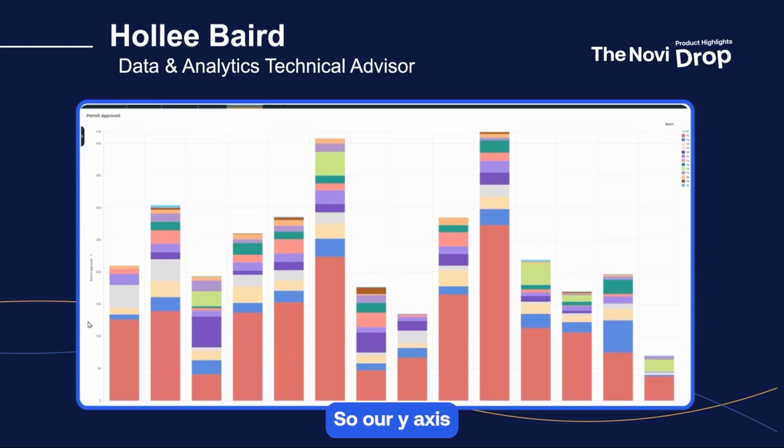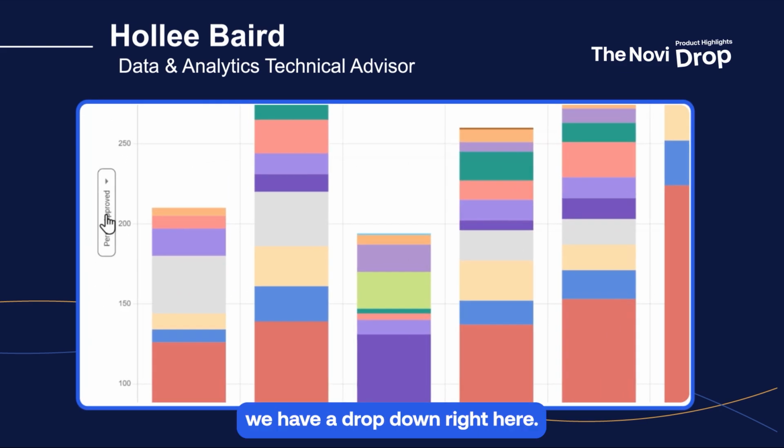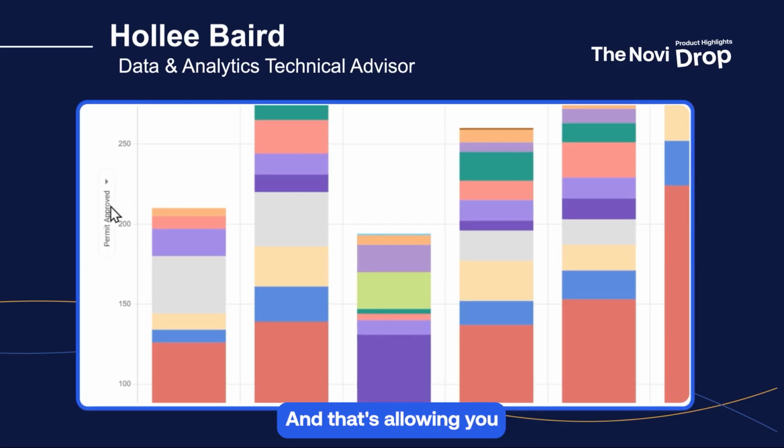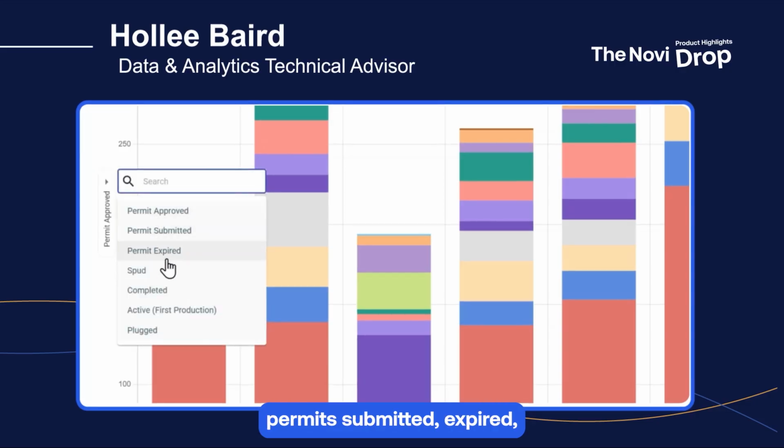So our y-axis, we have a drop down right here, and that's allowing you to monitor key metrics such as permit approved, permit submitted, expired, when wells are spud or completed, when they come on, that's first production, and when they're plugged.